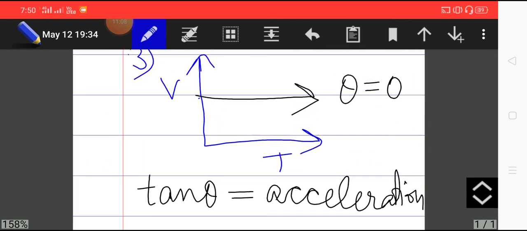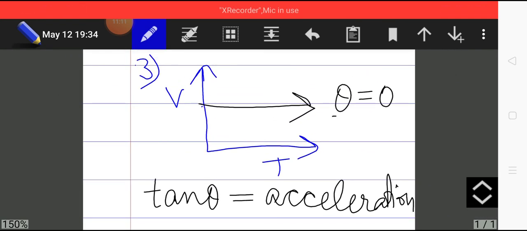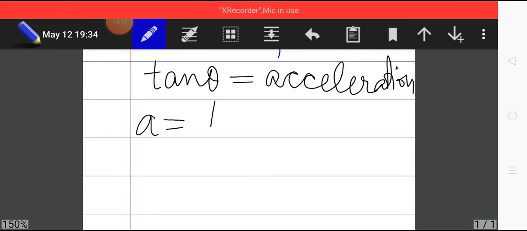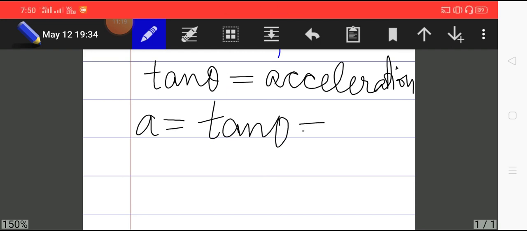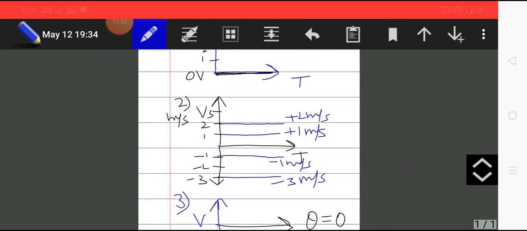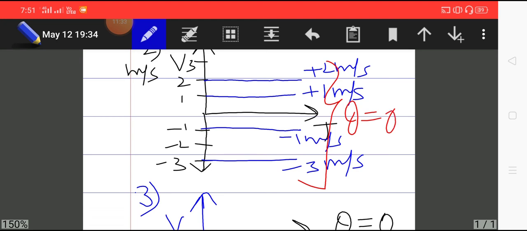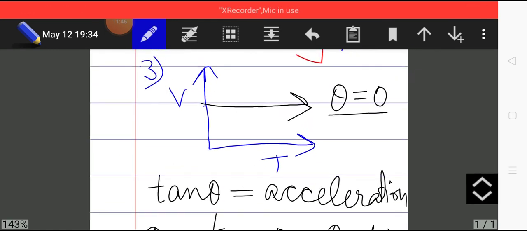So here you can see theta is equal to 0. Theta equal to 0 means tangent 0 is equal to 0. So acceleration is going to be tangent 0, that is 0 meter per second square. It means in all these cases your theta is equal to 0. It doesn't matter whether velocity is plus 2 meter per second or minus 3 meter per second, the velocity is constant, and constant velocity means acceleration is equal to 0. So that is very important.